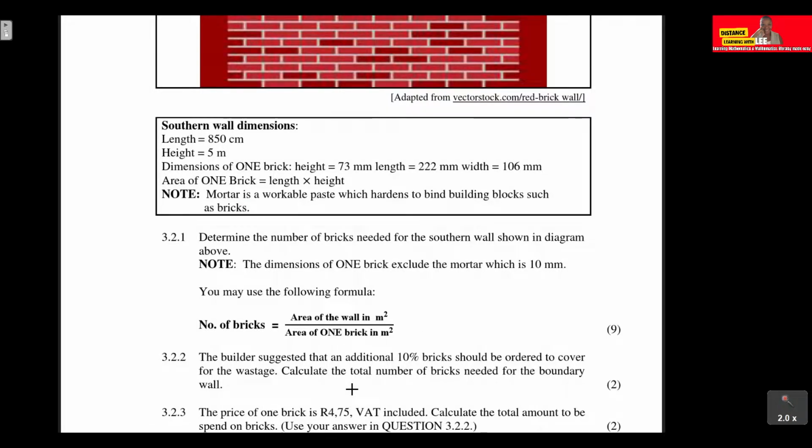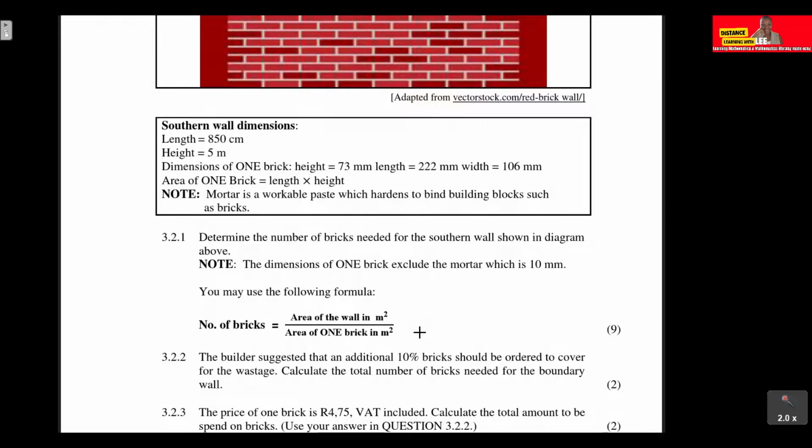For us to be able to determine how many bricks we'll need, we are given the formula that we can use. So this is made so easy for us in grade 11. In grade 12, you need to know how to obtain this formula on your own. But in grade 11, we are given this formula, and we are told that to get the number of bricks that we will need, we need to determine the area of the wall in meters squared, and divide that by the area of one brick in meters squared.